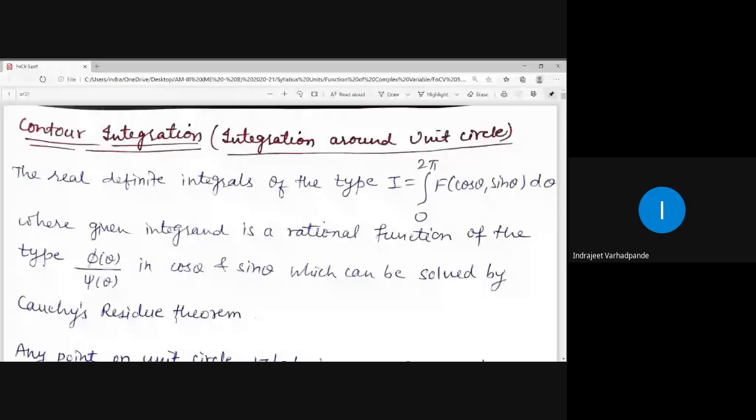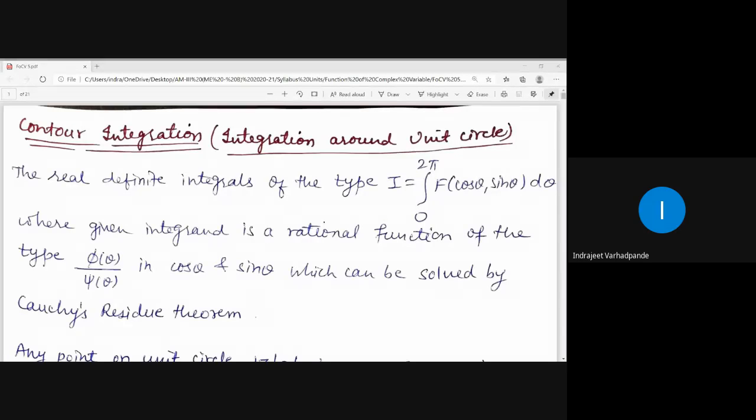Yes, is the screen visible? Contour integration, integration around the unit circle. Is it visible? Yes sir. All are able to see?